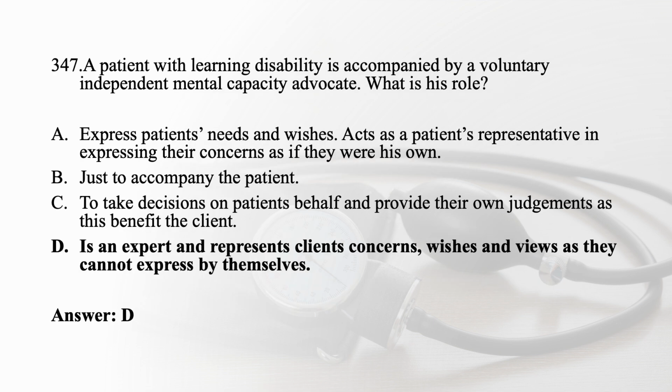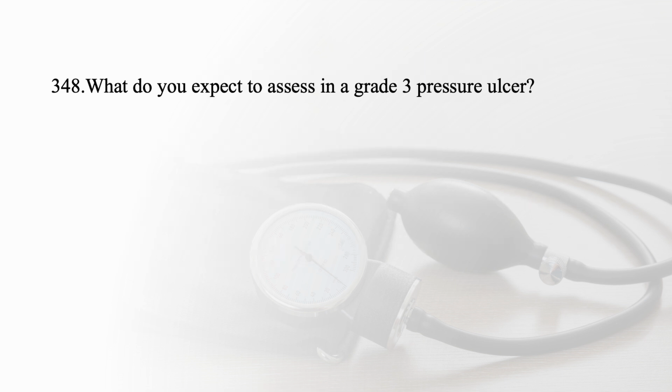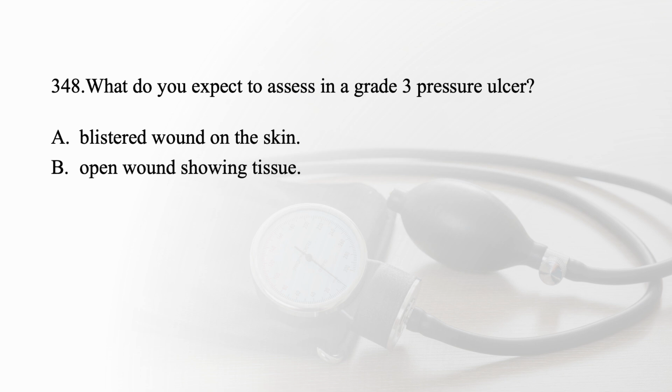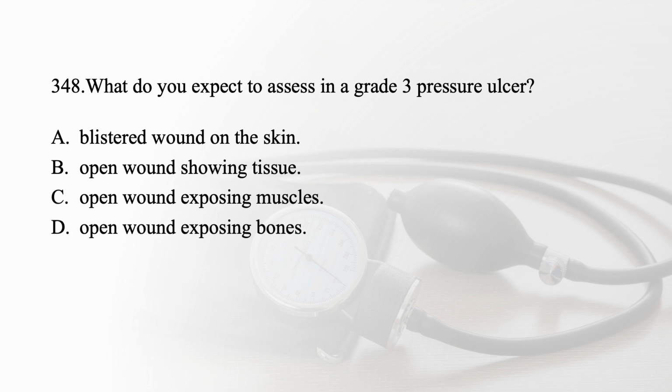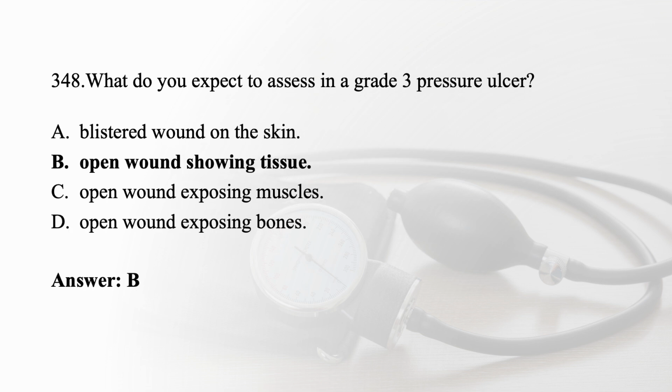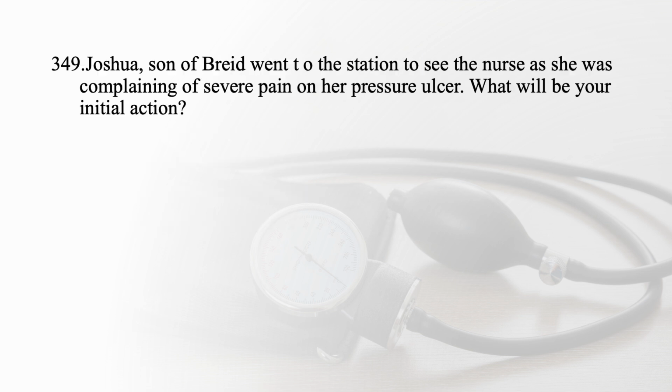The correct answer is option D, is an expert and represents clients' concerns, wishes and views as they cannot express by themselves. Question number 348. What do you expect to assess in a grade 3 pressure ulcer? Option A, blistered wound on the skin. Option B, open wound showing tissue. Option C, open wound exposing muscles. Option D, open wound exposing bones. The correct answer is option B, open wound showing tissue.